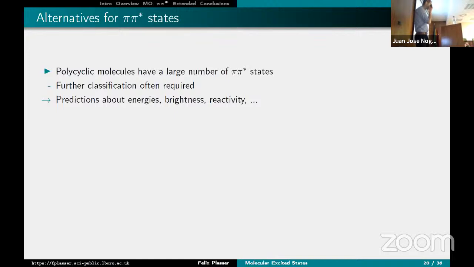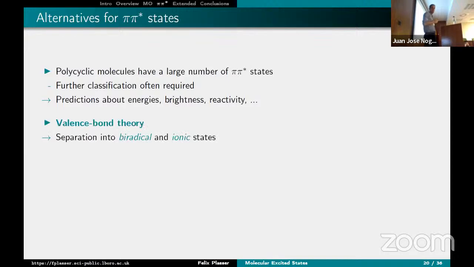Often it helps us to have some further classification. The reason is that if you have different ways to talk about them, then you can predict energies, brightness, reactivities, and so on. So it's not just that you have to put labels there, but that these labels allow you to know things about these different states.